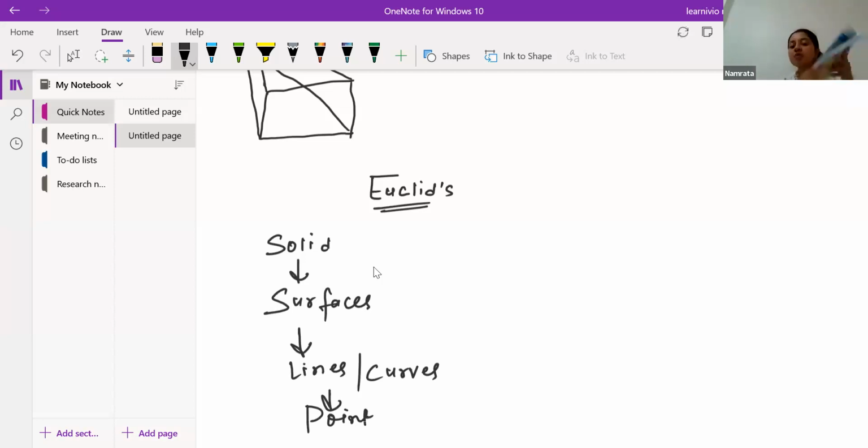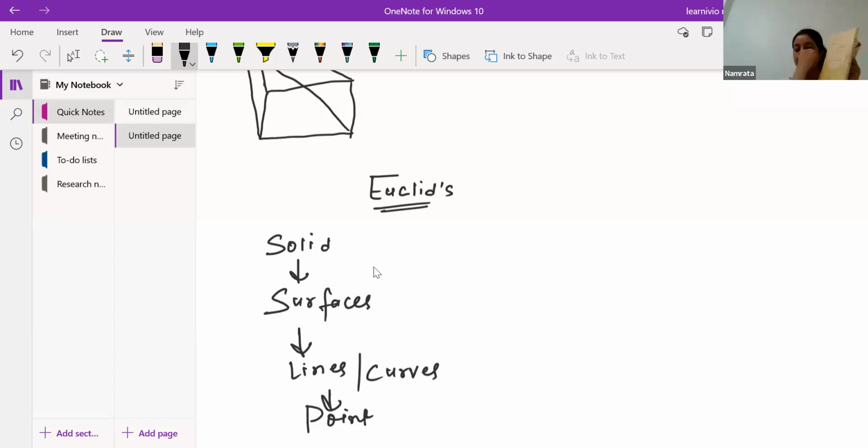And this is made up of surfaces. Can you see, one surface here, one surface here, one surface here, and one surface here. So this solid is made up of surfaces. This surface, this surface, this surface, this surface, this and this. Now if I'm talking about only this surface, it's made up of lines.